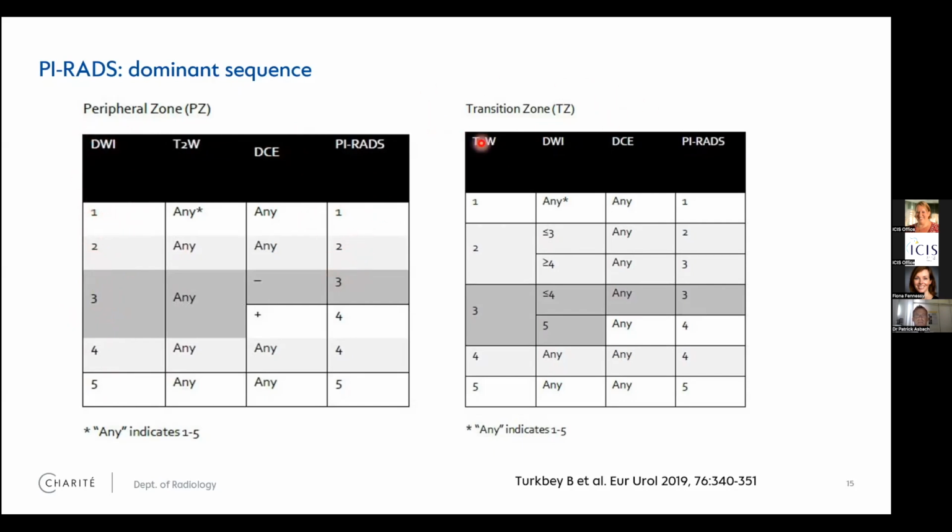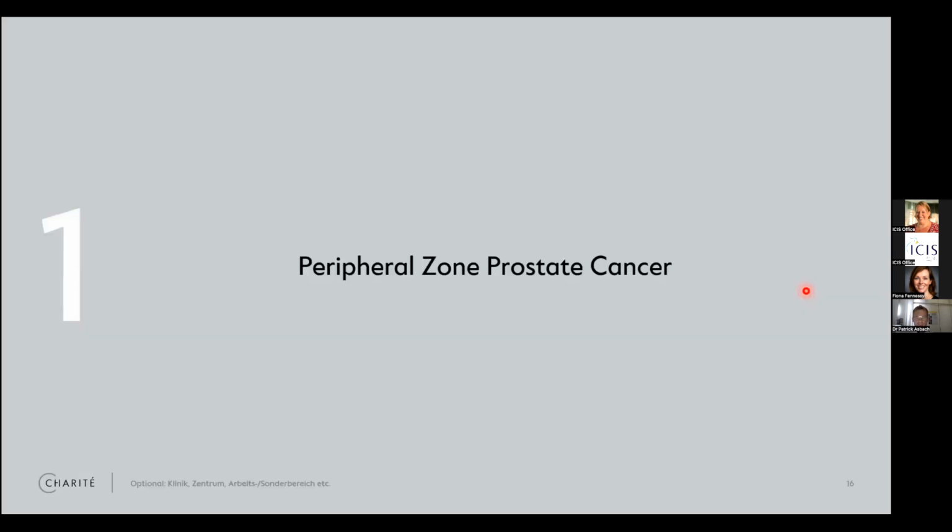And the same nearly applies to the transition zone. The dominant sequence is a T2-weighted sequence, and in PI-RADS 3 and in some PI-RADS 2 cases, information from the diffusion-weighted sequence comes into account for the final PI-RADS score. So keep in mind the concept of the dominant sequence. I will comment on this when showing the images now.